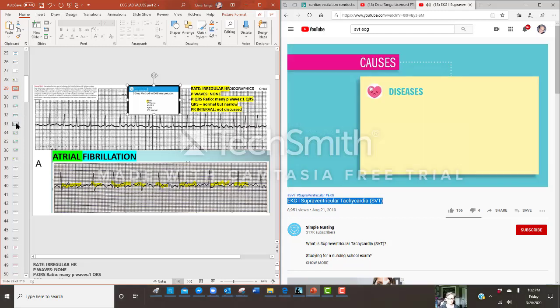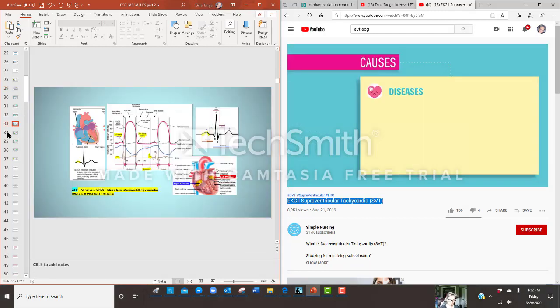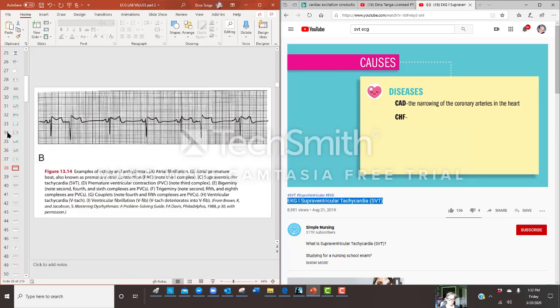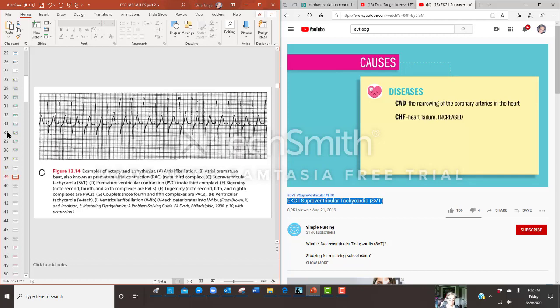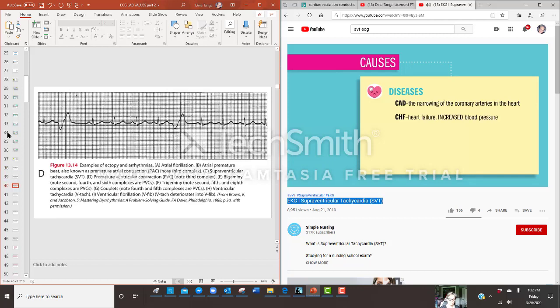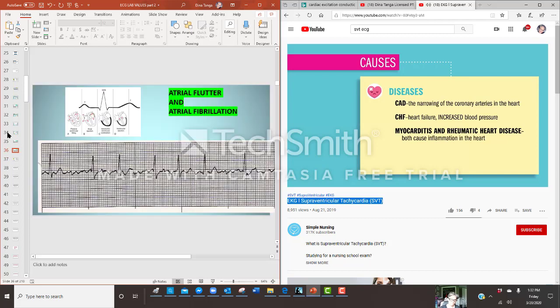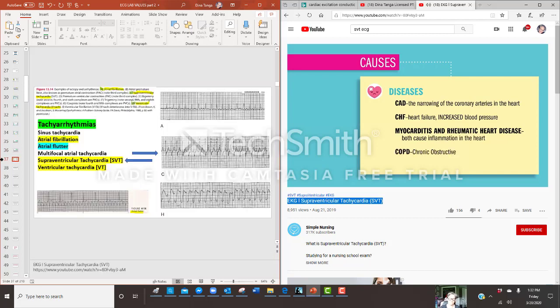But also diseases that put added stress on the heart, like CAD, which causes narrowing of the coronary arteries and puts added stress on the heart. Or CHF, known as heart failure, which increases blood pressure and puts pressure on the heart. And also myocarditis and rheumatic heart disease, known as rheumatic fever, both cause inflammation in the heart, and even COPD, chronic obstructive pulmonary disease, makes it difficult for the body to get oxygen, which ultimately adds stress to the body.